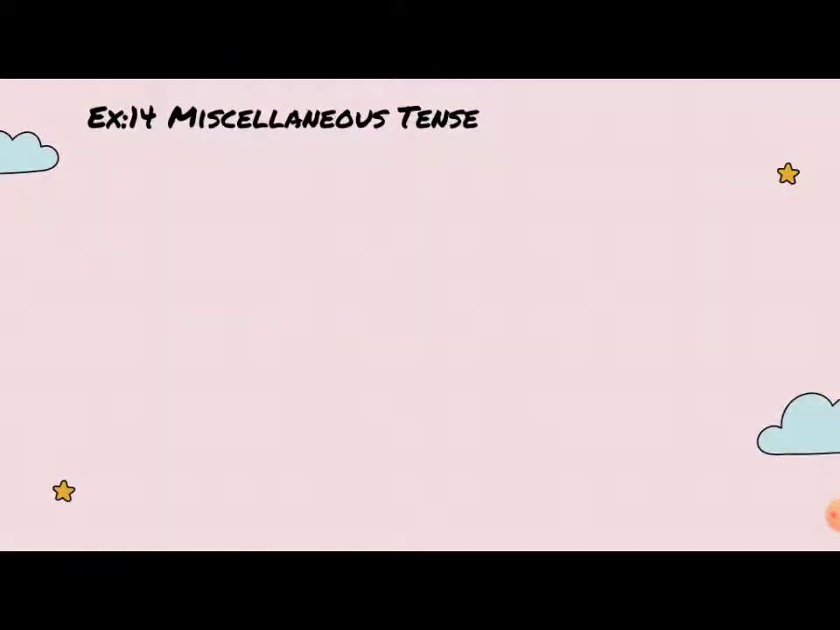Let's move on to the last exercise. Here in this exercise you will have miscellaneous tense, that is mixed tense. So stick to the basic 5 steps. Remember the basic 5 steps. Remember the structure. So when you are identifying the subject, verb, object, also identify the tense of the sentence. So let's move on to the first sentence.